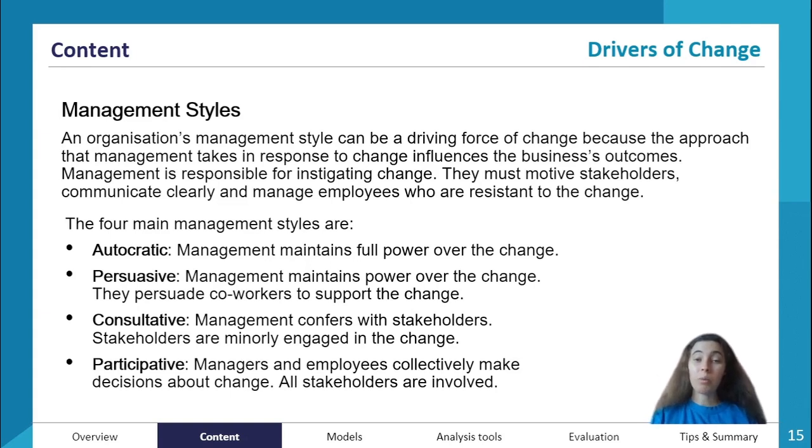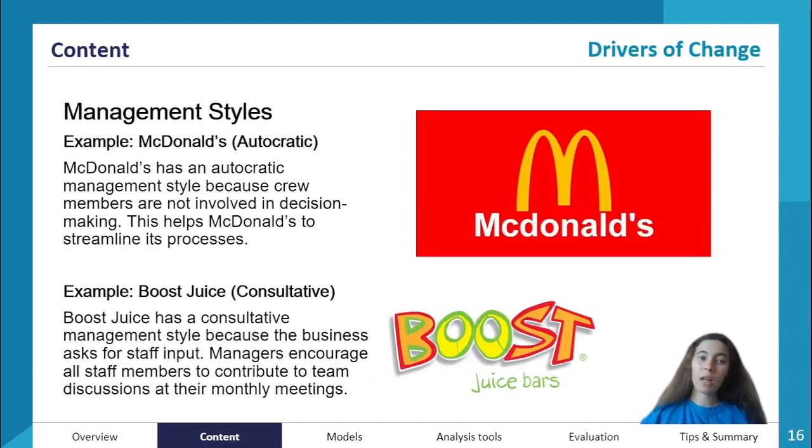And then lastly, we've got participative. So managers and employees are collectively making decisions about the change. All stakeholders are involved, and it's a really integrated kind of system. So we go from one extreme to the other with those four management styles. Some examples of management styles.